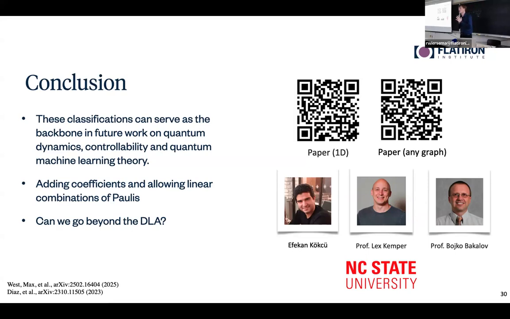Say we go beyond dynamical Lie algebras. What would be the other object to classify Hamiltonians?